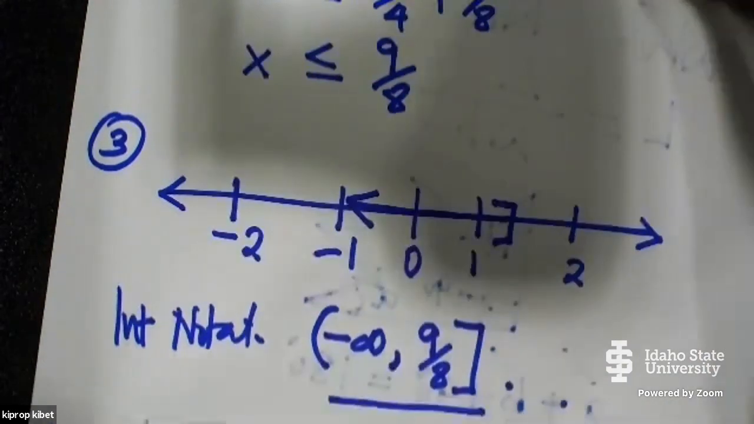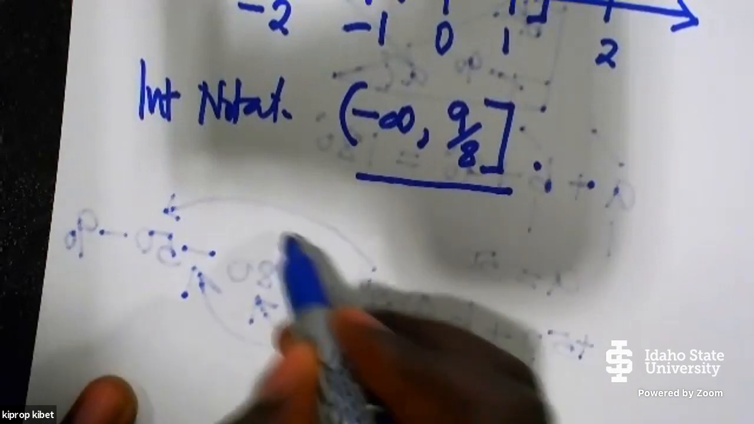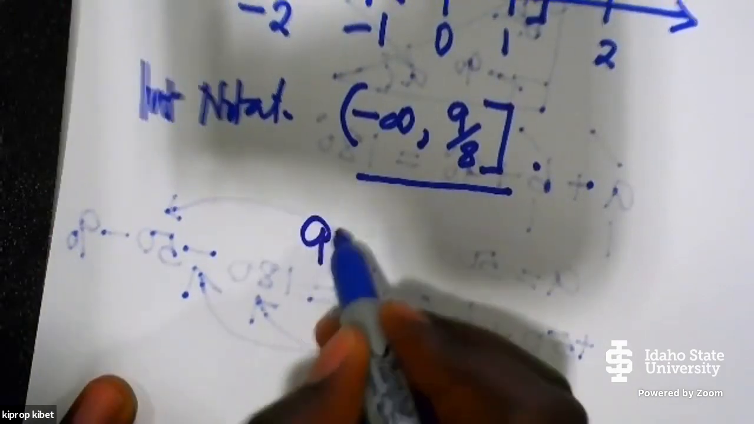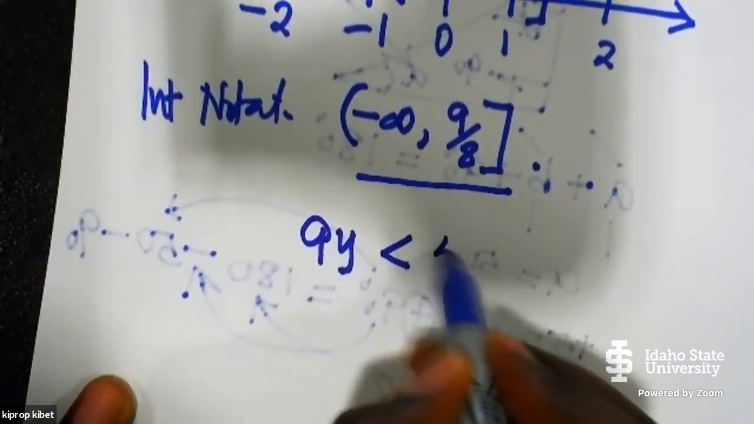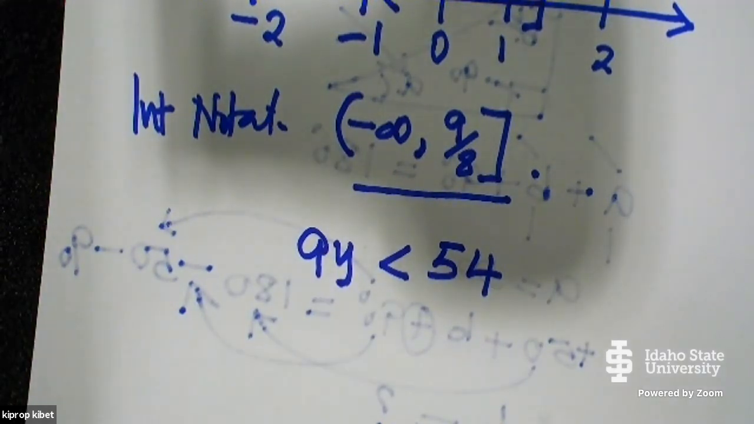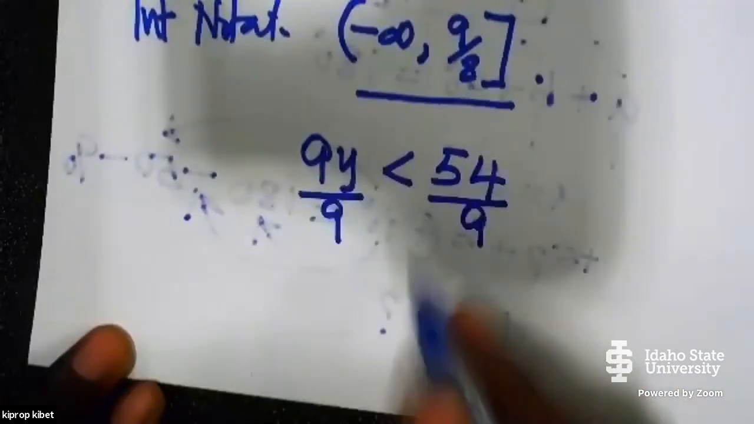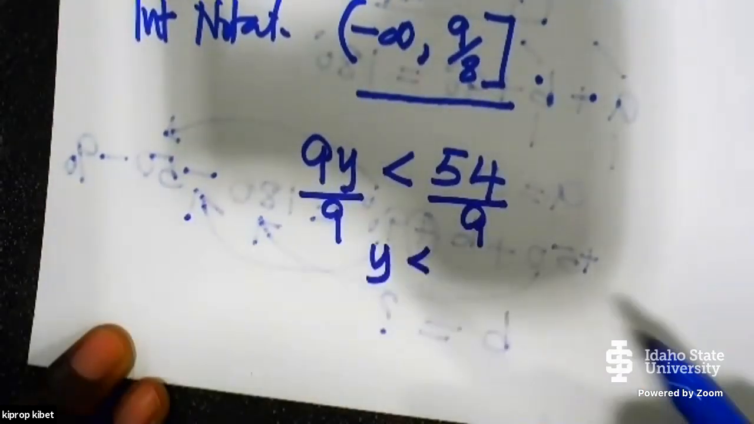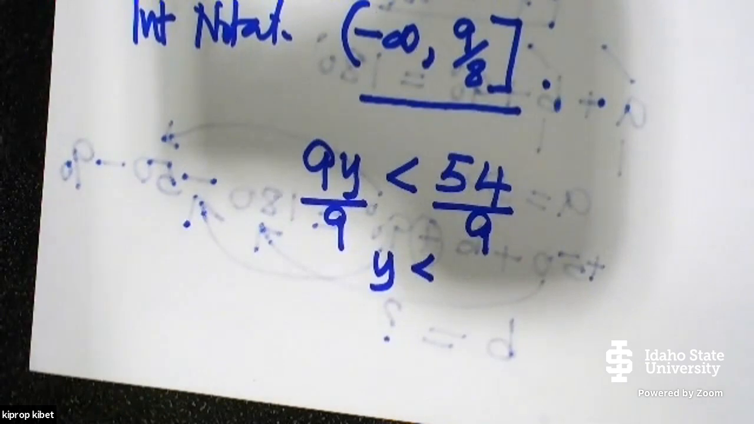Okay, also try this: 9y less than 54. So what do you do? You divide both sides by what? So y is less than what? 54 divided by 9. What? 6?